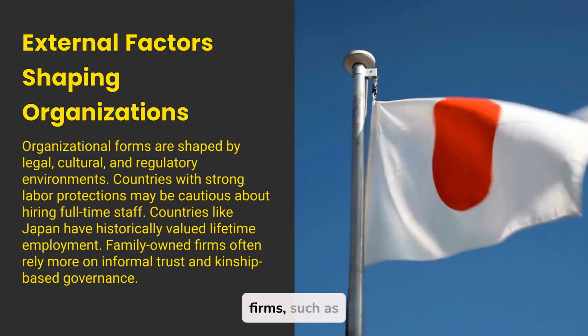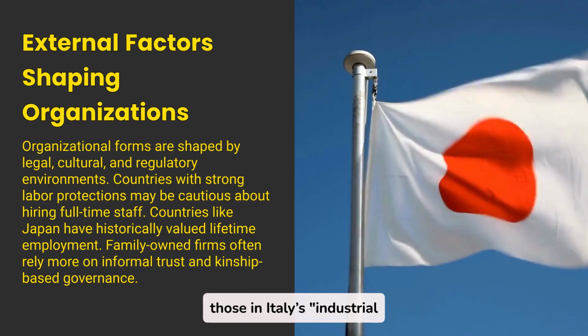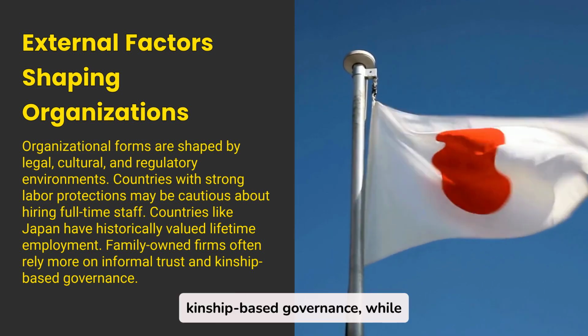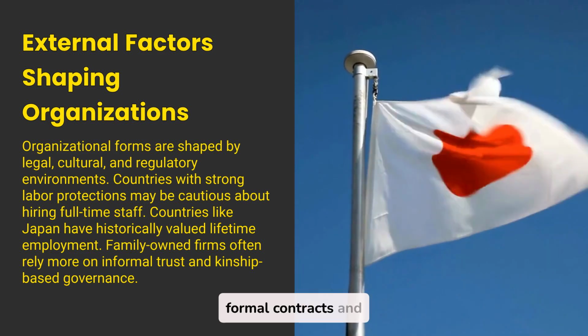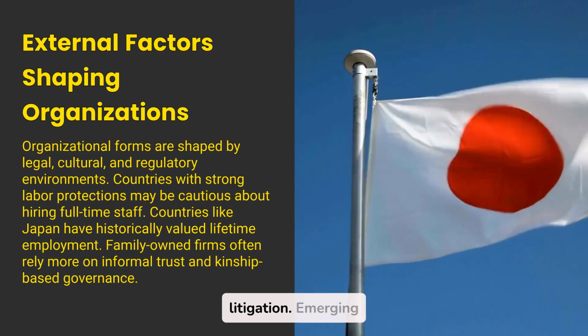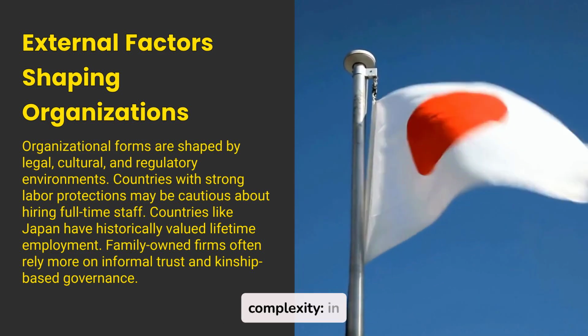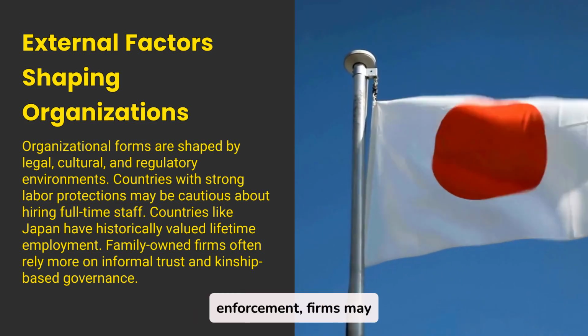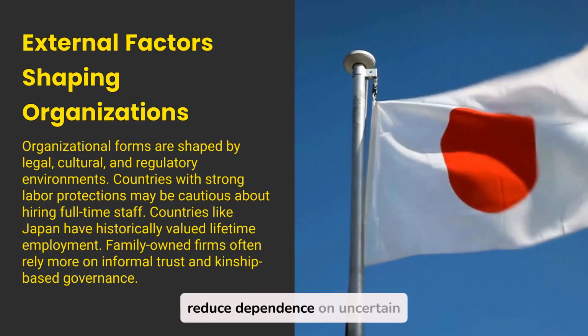Family-owned firms, such as those in Italy's industrial districts, often rely more on informal trust and kinship-based governance, while US firms may rely on formal contracts and litigation. Emerging economies add further complexity. In contexts with weak contract enforcement, firms may vertically integrate more activities to reduce dependence on uncertain markets.